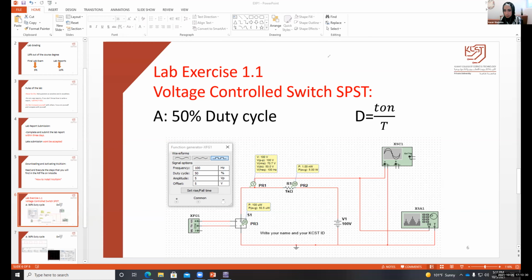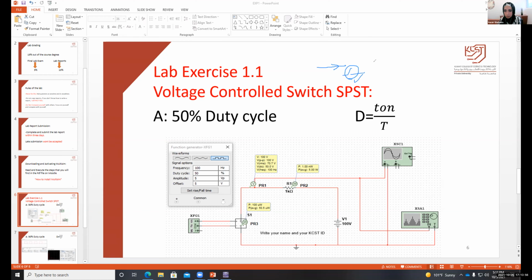SPST. So what does SPST mean? SP stands for single pole. Single pole meaning that the current moves in only one path. The current is moving in only one path. So that's what single pole means. Single throw means that the controller of the switch is just one. As you can see here, we have only one controller for the switch, this one.